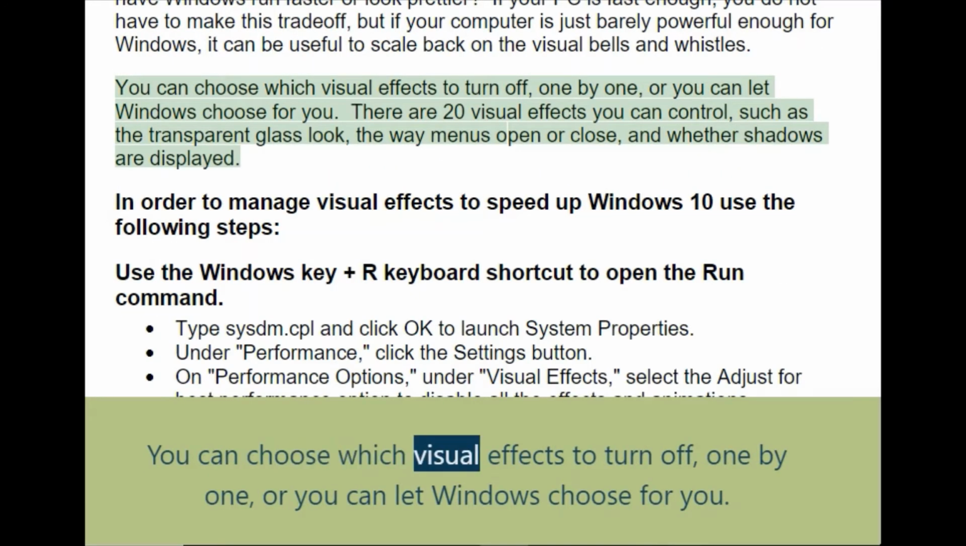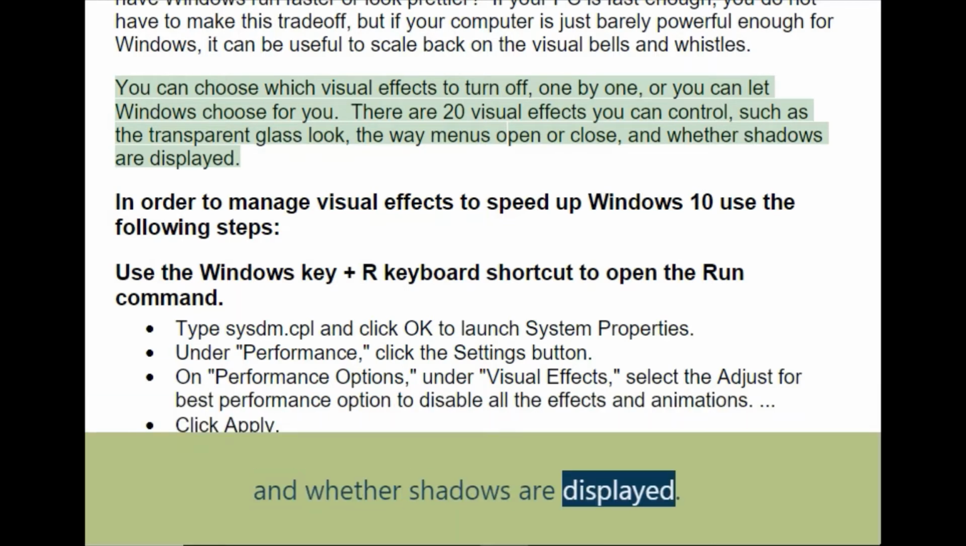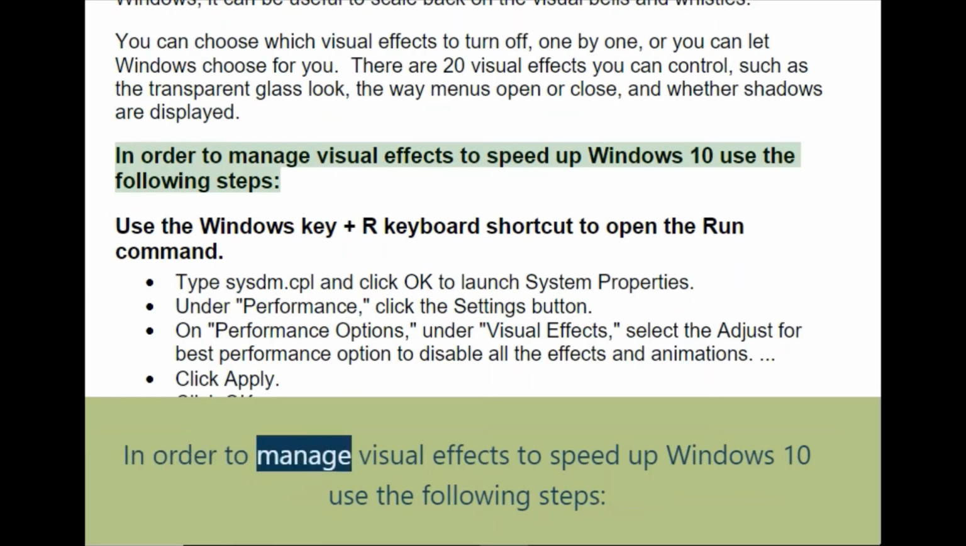You can choose which visual effects to turn off, one by one, or you can let Windows choose for you. There are 20 visual effects you can control, such as the transparent glass look, the way menus open or close, and whether shadows are displayed. In order to manage visual effects to speed up Windows 10, use the following steps.